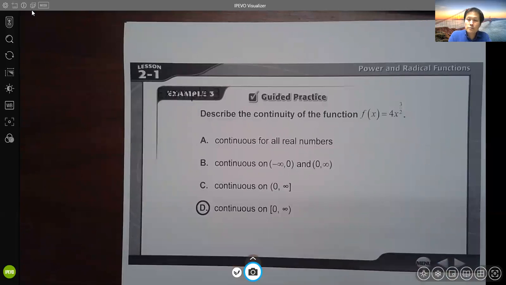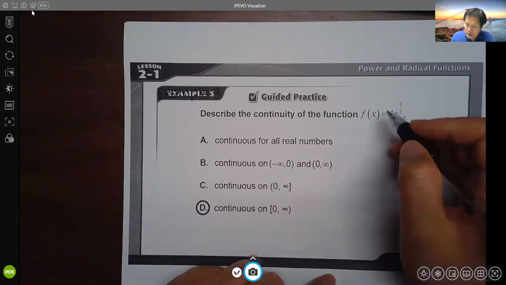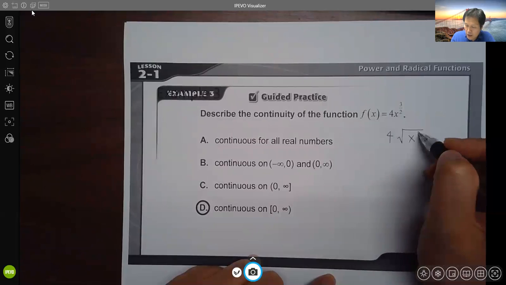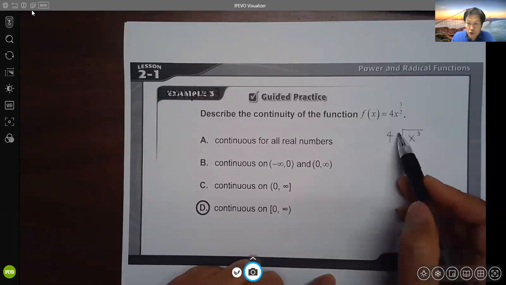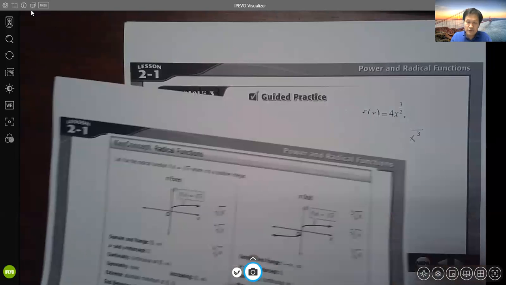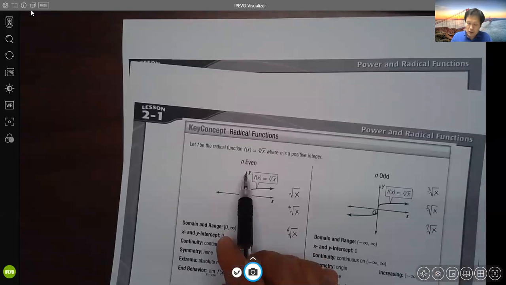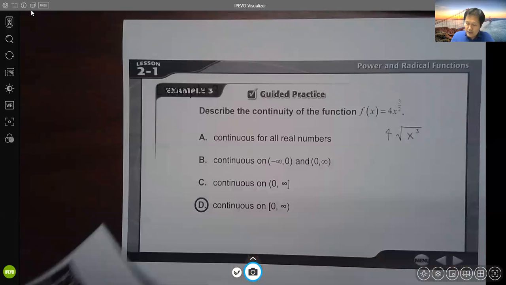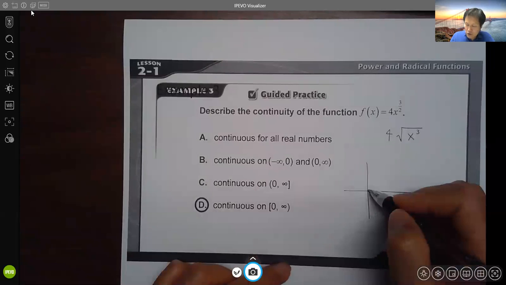Pause the video. Please try. Again, this is exactly the same as writing the square root of x to the third power. You put 2 here, that's okay, but for a square root, usually we don't write 2. So once you write it like that, all that matters is one number, that 2. 2 is even. How does that matter? Even, you only have the action on the right. So all I can say is if you roughly sketch it, it's going to be something like this.